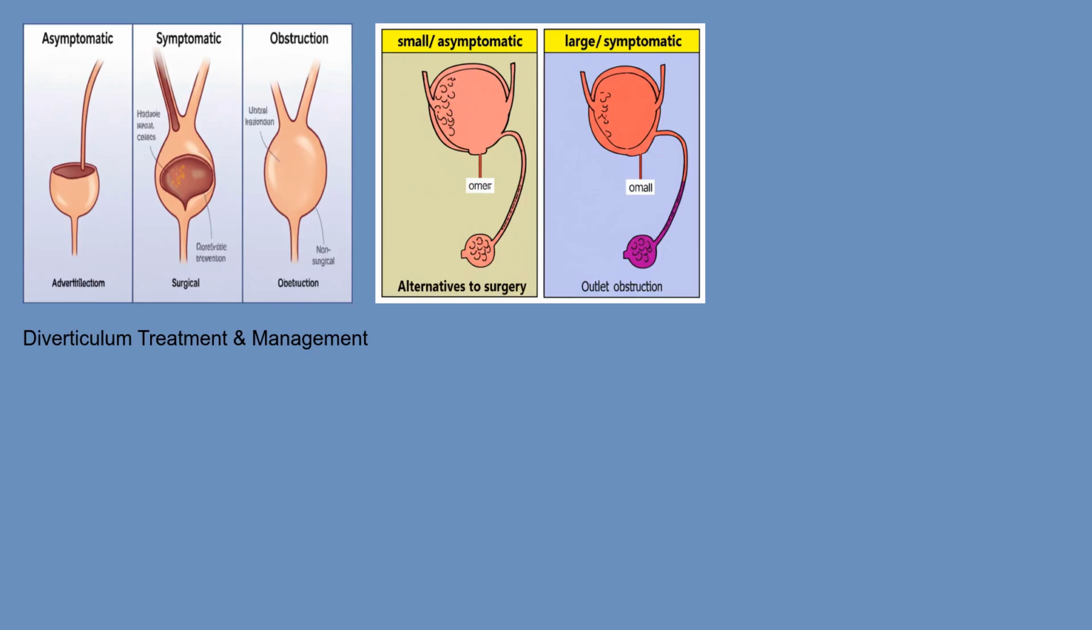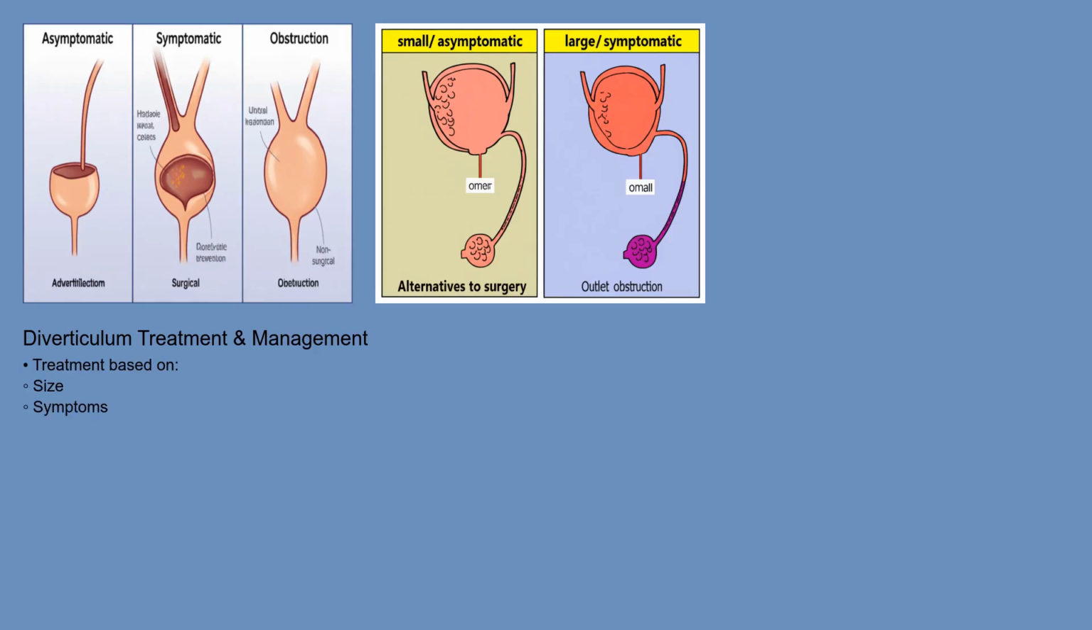For small, asymptomatic diverticula, watchful waiting may be the preferred approach, involving regular monitoring and management of any associated conditions, such as UTIs. For larger symptomatic diverticula, surgical removal, called diverticulectomy, is often recommended. This can be performed through open surgery, laparoscopically, or robotically, depending on the surgeon's expertise and the individual patient's anatomy. If the diverticulum is caused by bladder outlet obstruction, addressing the obstruction, such as treating BPH or repairing a urethral stricture, is crucial to prevent recurrence.